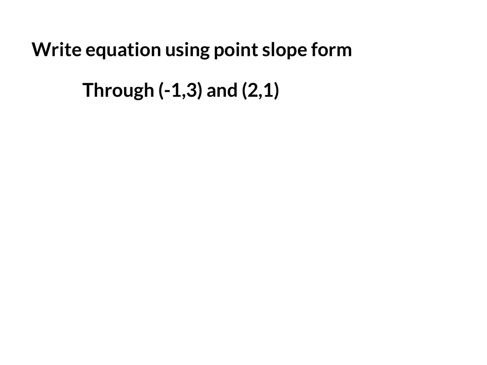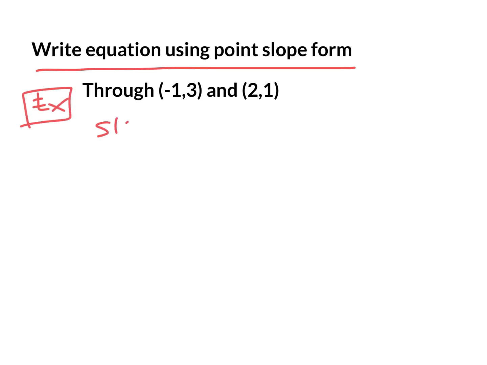All right, and as I promised you in class today, we're going to talk about writing equations using point-slope form. So this is actually what I think is a better method for writing equations. Notice in this example, they give me 2 points. So I'm going to start in the same place that I did before. I still need a slope.